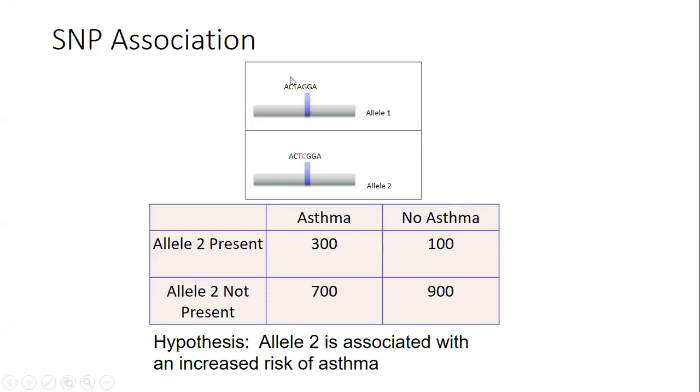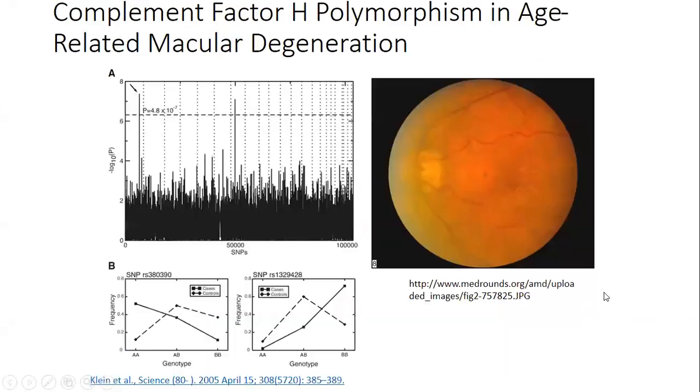here, and this is a C instead of an A at this particular allele, and you do case control studies. A hypothetical one is shown here, where you can show that allele 2 in this case is more common in a group of people with, say, asthma than not, and you can calculate from this an odds ratio of the chance of getting asthma given the presence of allele 2.